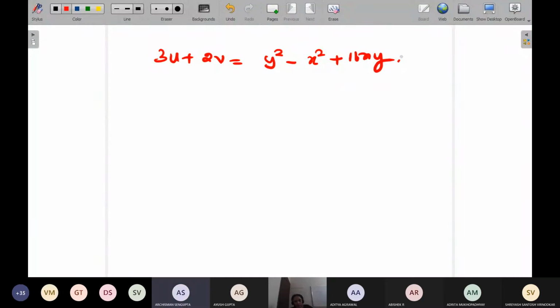Ma'am, can you please repeat the question again? Find f of z, if 3u plus 2v equals y square minus x square plus 16xy. We have to find f of z.